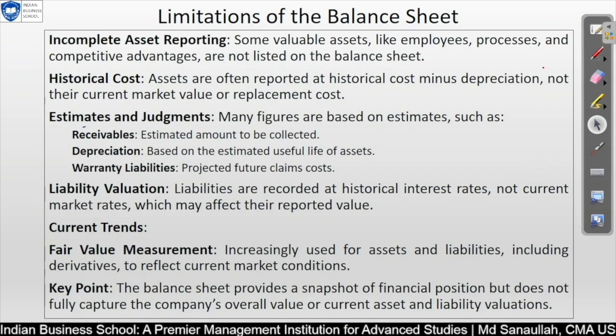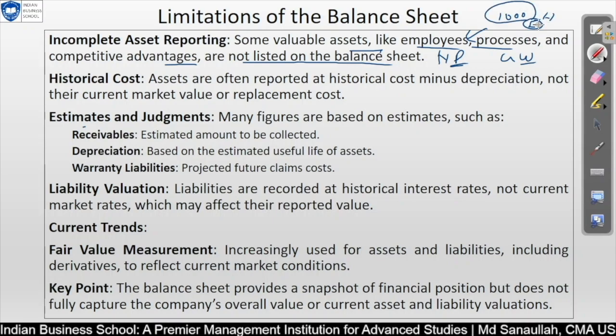So now we will understand a few limitations of balance sheet. Incomplete asset reporting: some valuable assets like employee, process and competitive advantage are not listed in balance sheet because that is not possible. Even goodwill, when we evaluate, at that time we mention in our balance sheet. But suppose you have thousands of employees, they all are very effective. Your HR team is very good, your finance team is very good. They have potential to give you good growth, but you cannot measure it and you cannot update it in your balance sheet. But these are your asset.